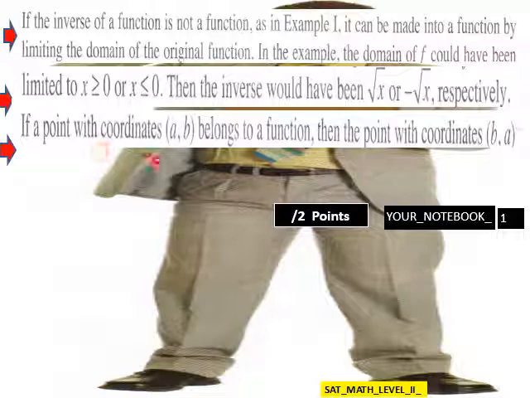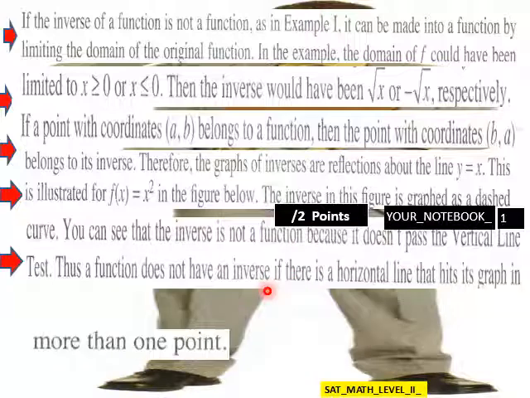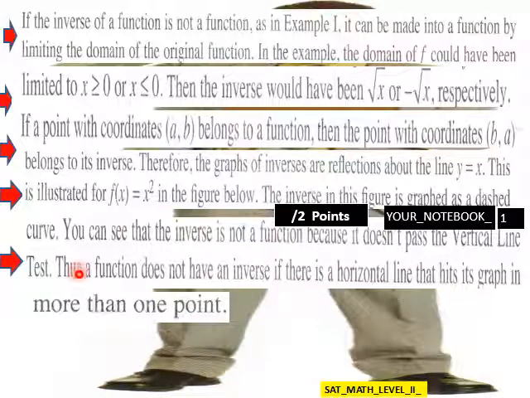If a point with coordinates (a, b) belongs to a function, then the point with coordinates (b, a) belongs to its inverse. Therefore, the graphs of inverses are reflections about the line y equals x. This is illustrated for f of x equals x squared in the figure below. The inverse in this figure is graphed as a dashed curve.